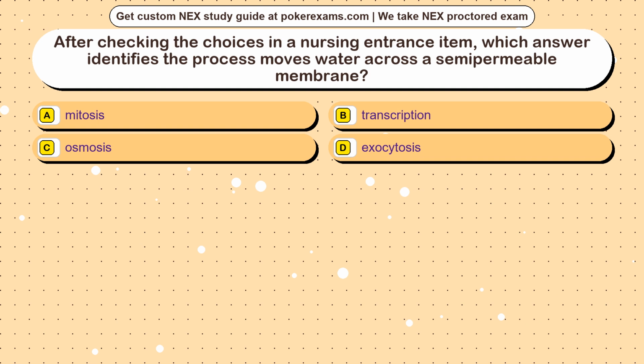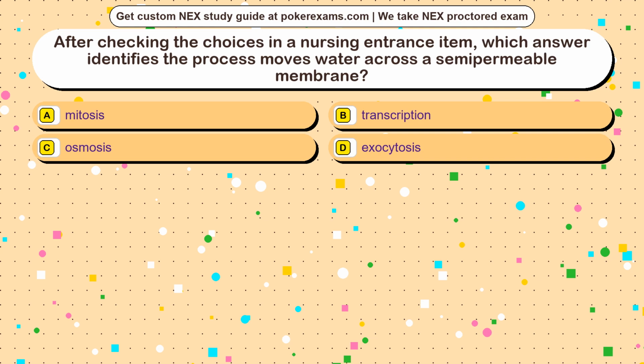Question 3. After checking the choices in a nursing entrance item, which answer identifies the process that moves water across a semi-permeable membrane? Option A, mitosis. Option B, transcription. Option C, osmosis. Option D, exocytosis.